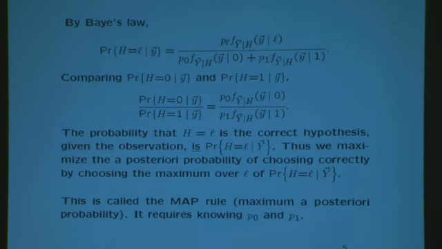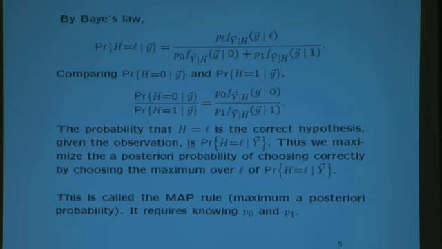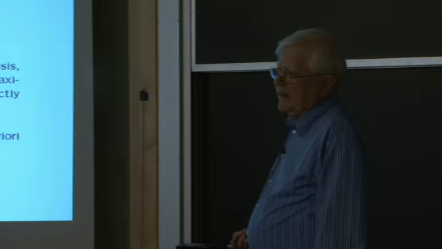It's based on knowing what P0 and P1 is, but otherwise the probability that h equals L is the correct hypothesis given the observation is the probability that h equals L given y. We maximize the a posteriori probability of choosing correctly by choosing the maximum over L of the probability that h equals L given y. This choosing correctly, maximizing the a posteriori probability, is called the MAP rule, maximum a posteriori probability.